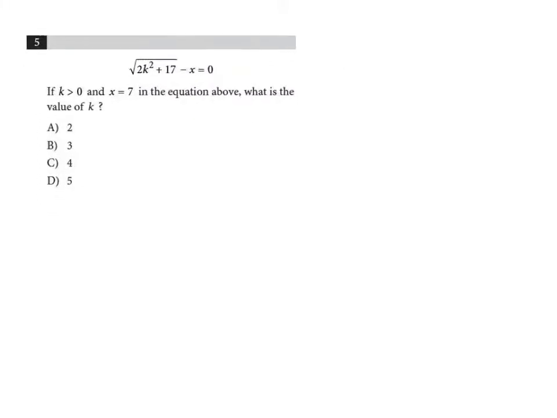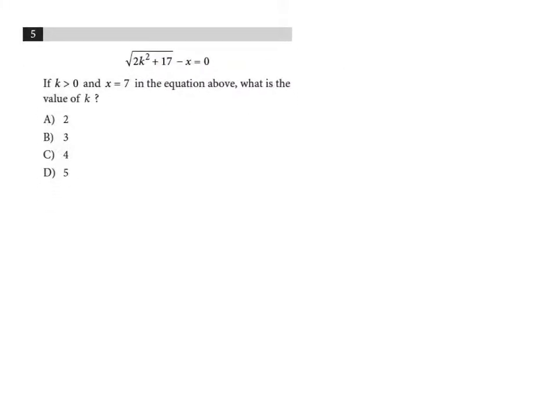Okay, number 5. If k is greater than 0 and x equals 7 in the equation above, what is the value of k? All right, so then we are going to substitute in 7 for x, or x equals 7. Okay, we are going to subtract or add 7 to both sides.